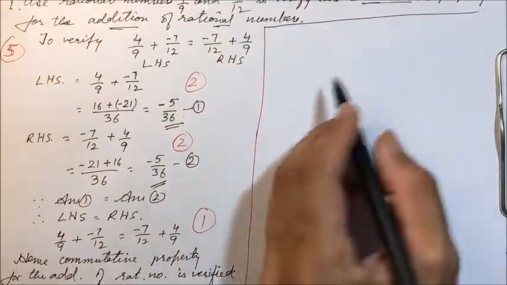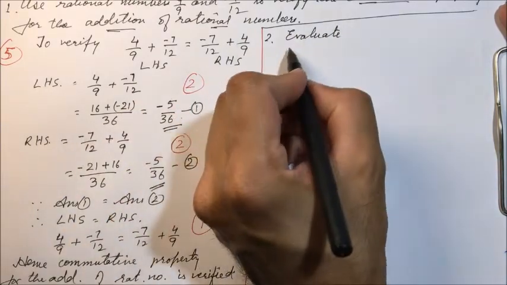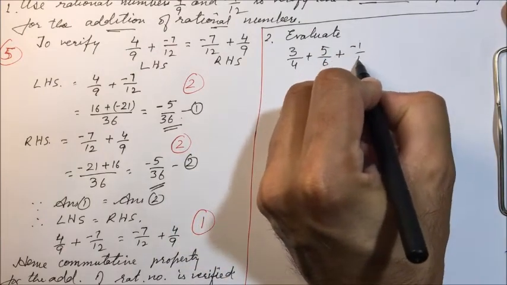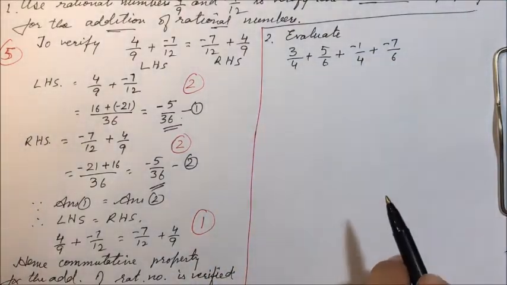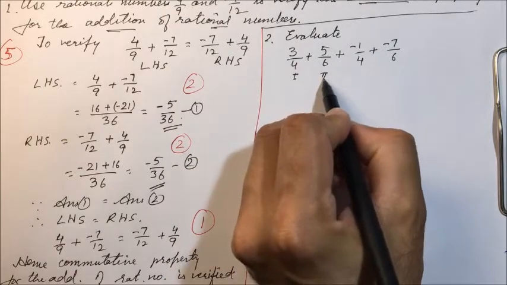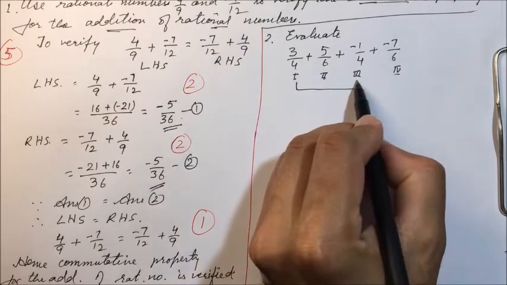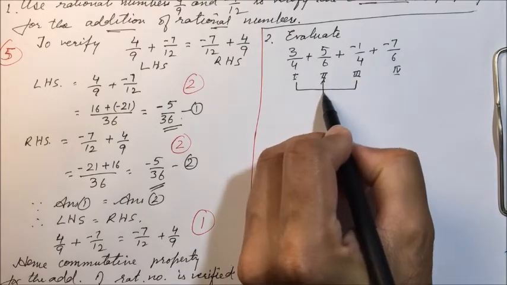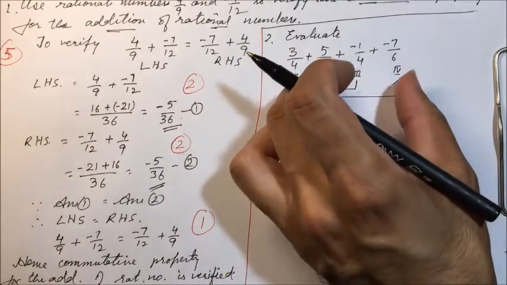Second question was evaluate 3 by 4 plus 5 upon 6 plus minus 1 upon 4 plus minus 7 upon 6. So we have to solve. Now see here, this is the first term, second term, third term and fourth term. First and third terms are having the same denominator, second and fourth are having the same denominator. So we can club first and third, second and fourth.